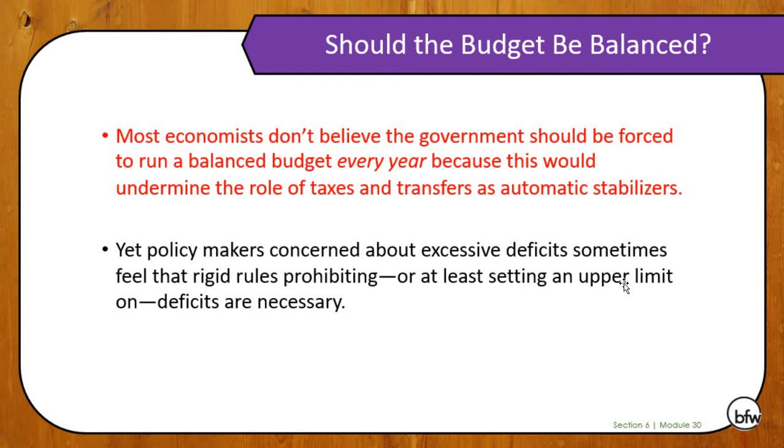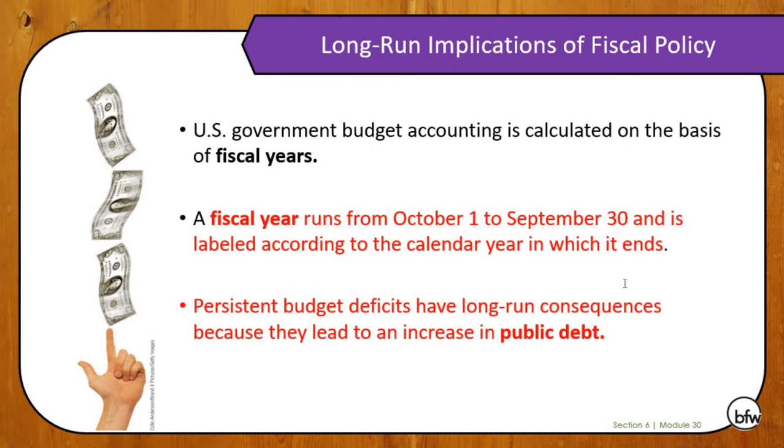Now, should the budget be balanced? Most economists do not believe the government should be forced to run a balanced budget every single year because this would undermine the role of taxes and transfers as automatic stabilizers. Yet policymakers concerned about excessive deficits sometimes feel that rigid rules are necessary. Now, a fiscal year, guys, runs from October 1st to September 30th and is labeled according to the calendar year in which it ends.